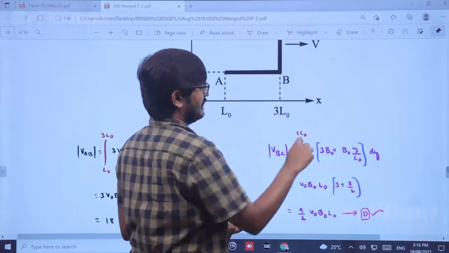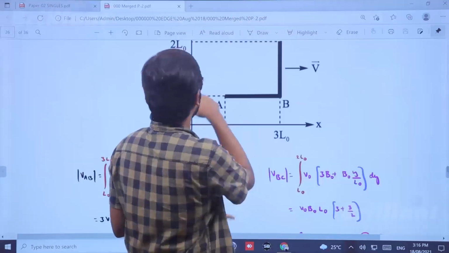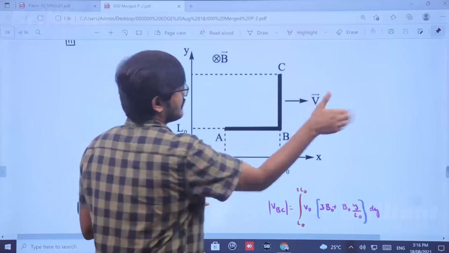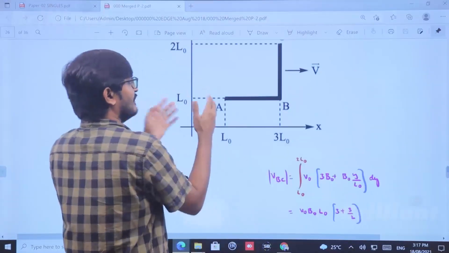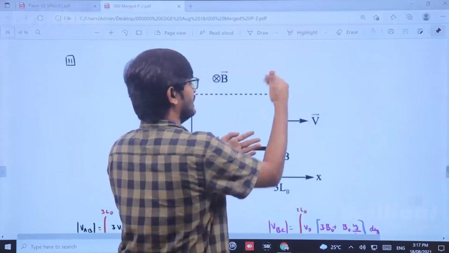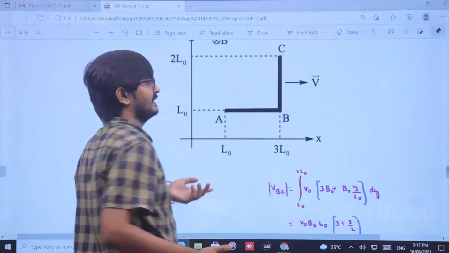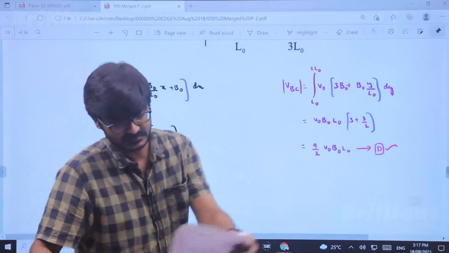When I substitute x equal to 3 L naught, the magnetic field is this much for any y coordinate. V bar cross B bar dot dl bar. Again I have to integrate from y coordinate L naught to 2 L naught. Then you will get this much. This will be higher potential, this will be lower potential. A will be higher, B will be lower, C will be higher, D will be lower. Then if you want to find the difference between A and C, you can subtract them, and you will get the required answer.